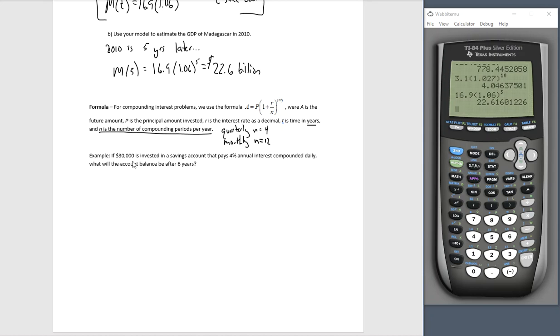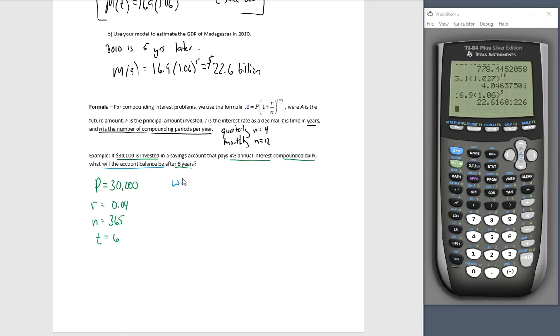Okay, so if 30,000 is invested, let's just start underlining things. 30,000 is invested. Tells me that P equals 30,000. In a savings account that pays 4% annual interest, so the rate is 0.04, always as a decimal. Compounded daily, there are 365 days in a year. We don't use the 0.25 here. What will the account balance be after 6 years? I'm going to underline here too, what will the account balance be?